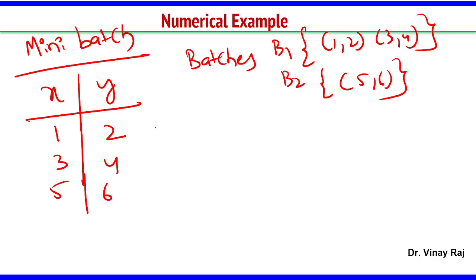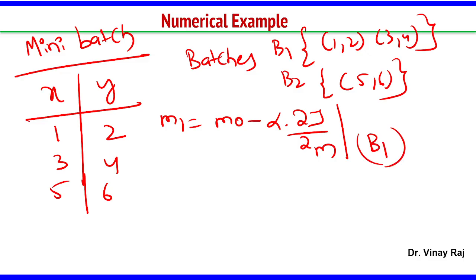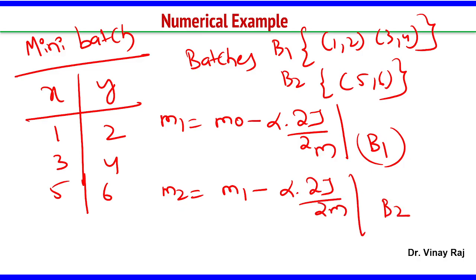Now, you see the procedure. We know m1 is equal to m naught minus alpha into dou j by dou m. This dou j by dou m you will calculate at B1 points. Then in the second iteration, you will calculate M2 as M1 minus alpha into dou j by dou m at batch 2 data points. Again in the third iteration, M3 equal to M2 minus alpha into dou j by dou m at batch 1 again, like this: batch 1, batch 2, batch 1, batch 2 and so on.